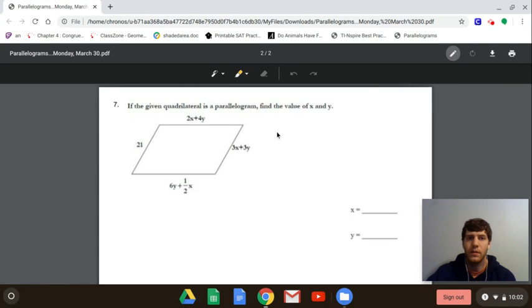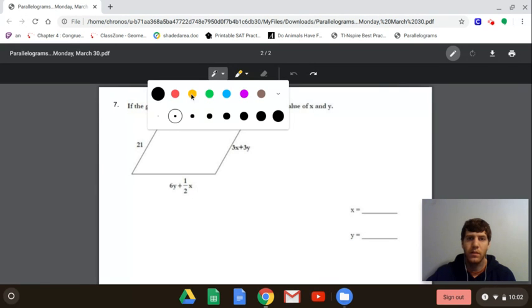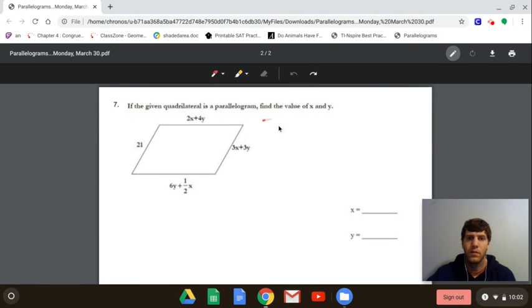So opposite sides are congruent, so we can set up two equations here. Let's use red and let's make it bigger. So we have 21 equals 3x plus 3y. Okay. And then our other equation is going to be 2x plus 4y equals 6y plus 1/2 x.